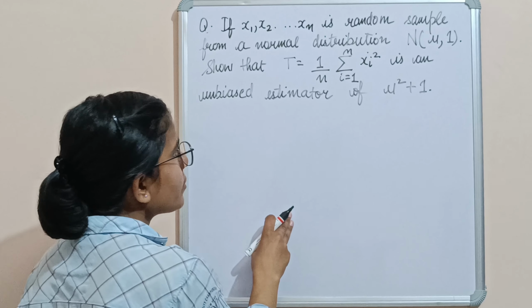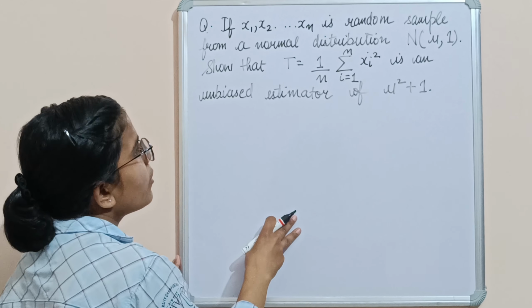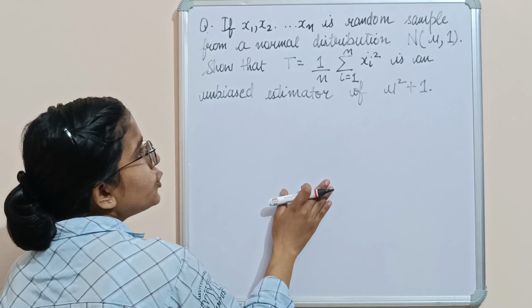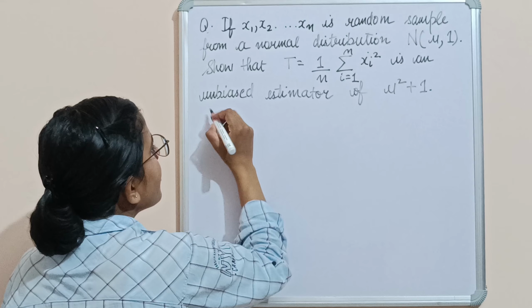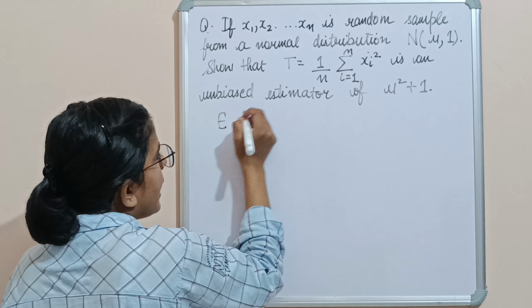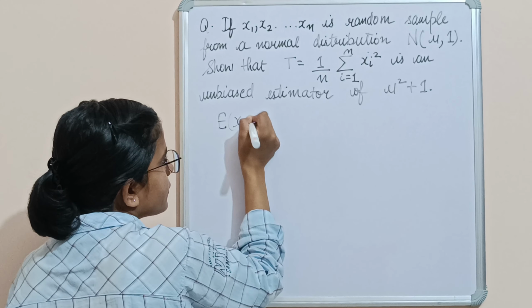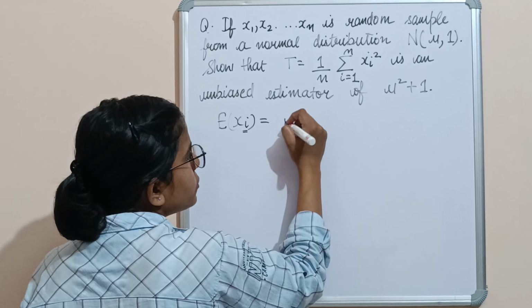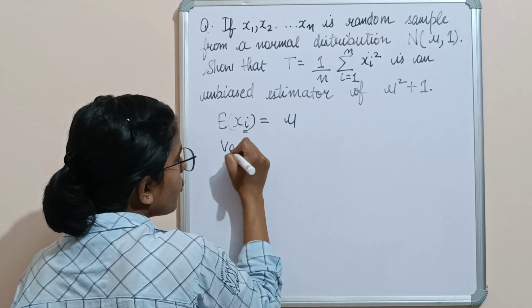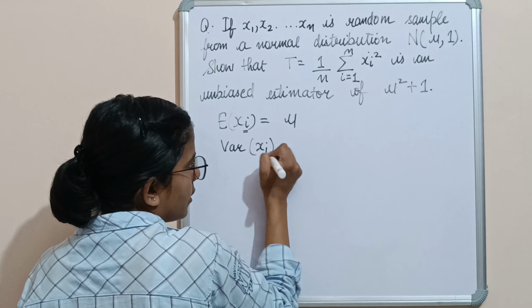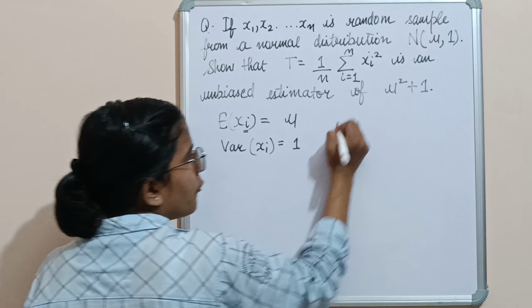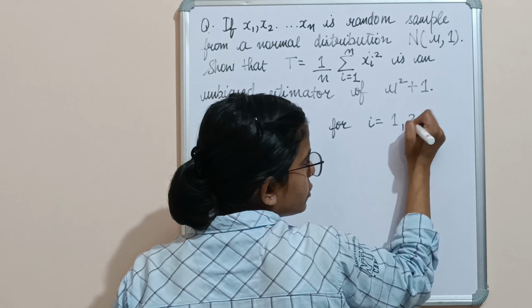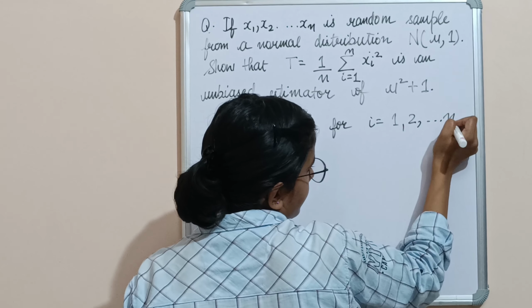First of all, this sample is taken from a normal distribution whose mean is mu and variance is 1. Therefore, expectation of xi will be equal to mu and variance of xi will be equal to 1 for i equal to 1, 2 till n.